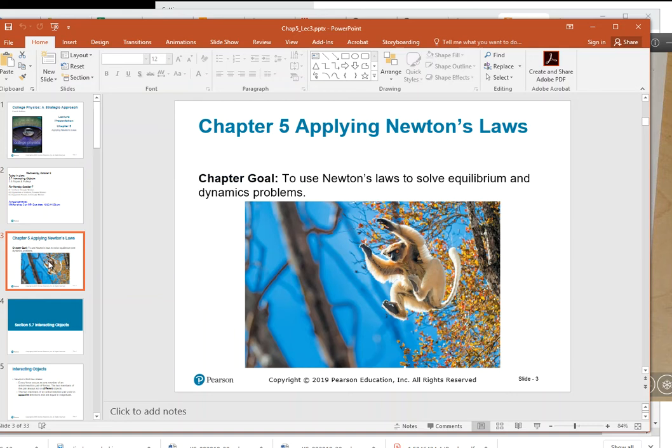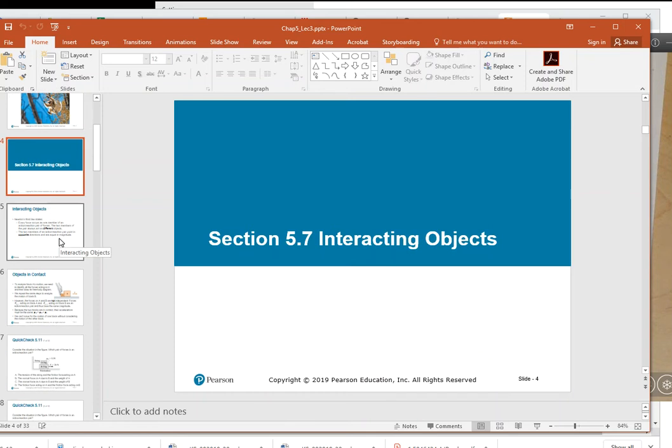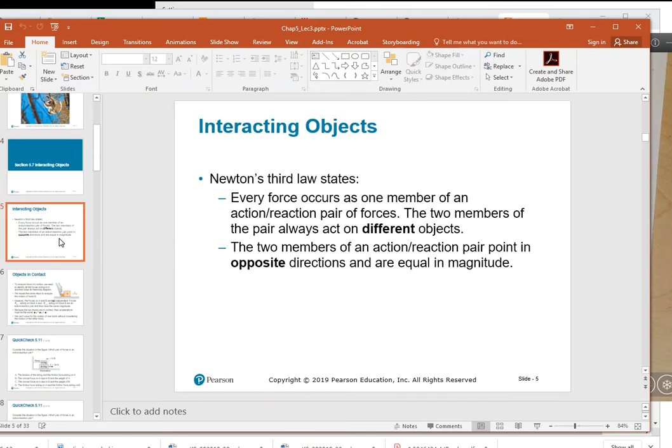So we're trying to use Newton's laws, and we're trying to solve equilibrium but also dynamical problems. And so today we'll be looking at interacting objects, and we'll also recap Newton's laws. So the first law of Newton, what does that say? That says that if an object's at rest, it'll stay at rest unless there's a force that acts upon it. And Newton's second law says something about acceleration, which is that if you took the force and divided by the mass, then that would tell you the magnitude of the acceleration that the object would have.